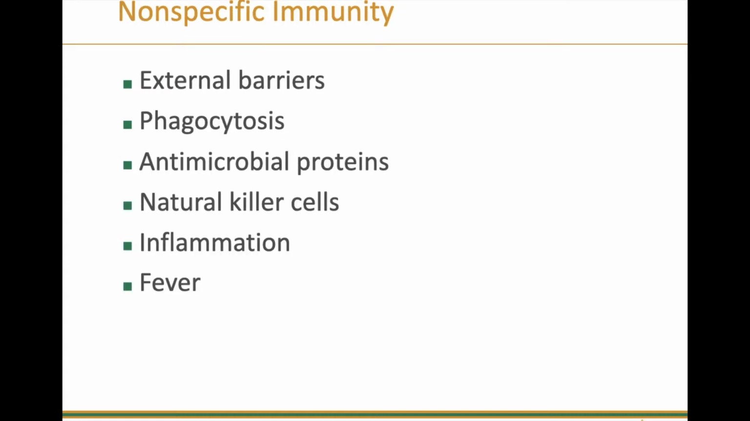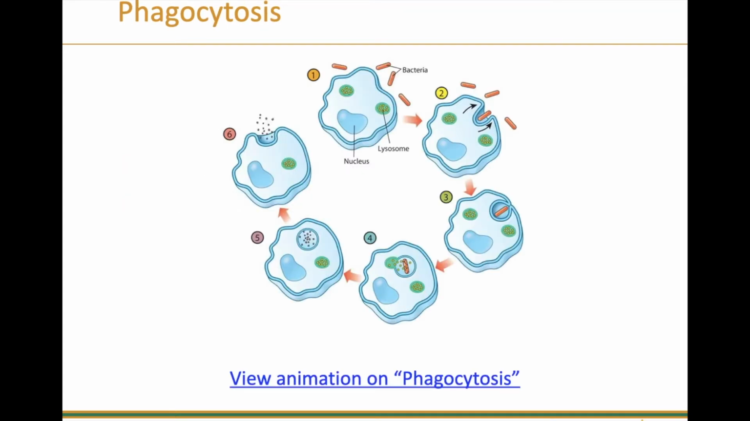So for non-specific immunity, external barriers are really the first line of defense, and if something gets past those, then we use non-specific immunity. So phagocytosis, that's our white blood cells swallowing any bacteria and destroying them. We'll talk about antimicrobial proteins, natural killer cells, inflammation, and fever. So let's watch this on phagocytosis.